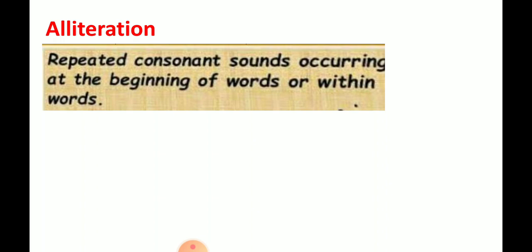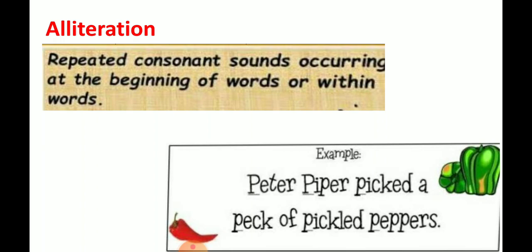So let's see the example. Peter Piper picked a peck of pickled peppers. Doesn't it sound like a tongue twister? Yes, alliteration is almost a tongue twister. So you'll find most of the examples from tongue twisters here. So Peter Piper picked a peck of pickled peppers. P, p, p. The sound p is repeated again and again.